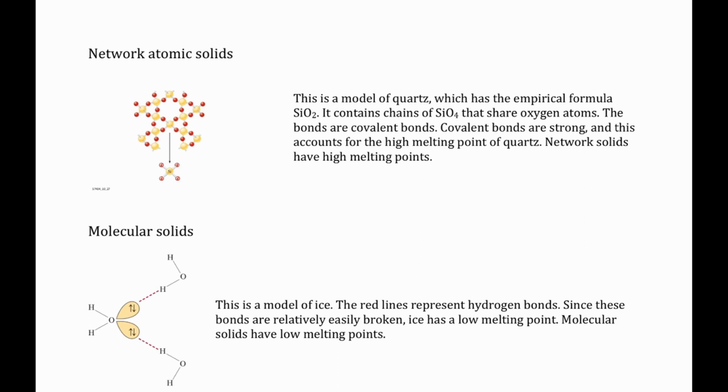The bonds are covalent bonds, so all the bonds between the O's and the Si's, all of those are the strong covalent bonds. That's what makes this a network solid. So it's a bunch of atoms connected to each other through covalent bonds. The covalent bonds are strong, and this accounts for the high melting point of quartz. Network solids have high melting points.